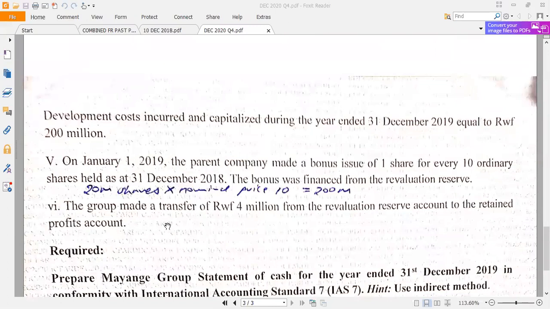I think we are done. The group made a transfer of 4 million from revaluation reserve to the retained earnings, so to the retained profits. So remember, retained profits will increase by how much?